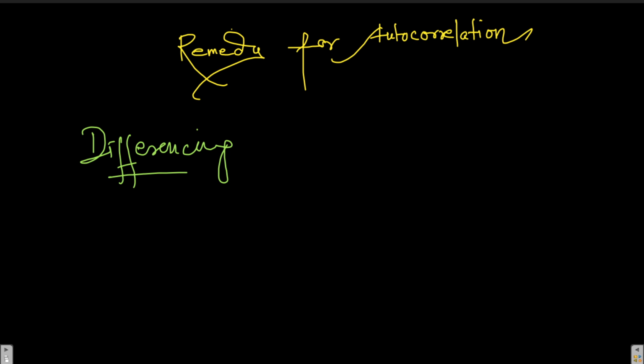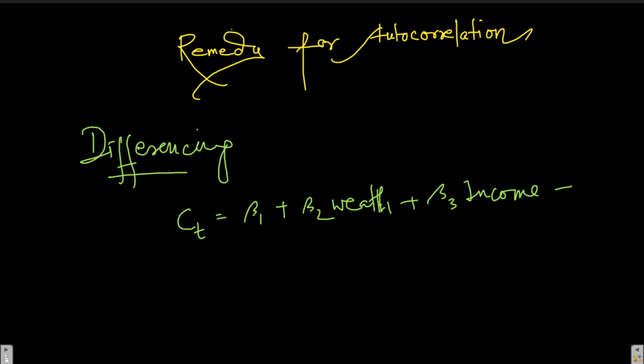Now, let's go back to the previous example that we used, the consumption data in the United States, and we wrote it as, let's say, consumption C_t, consumption in time period t, is equal to beta 1 plus beta 2 into wealth, plus beta 3 income, and let's say there's some disturbance term U_t. So this is wealth t, income t, and U_t.